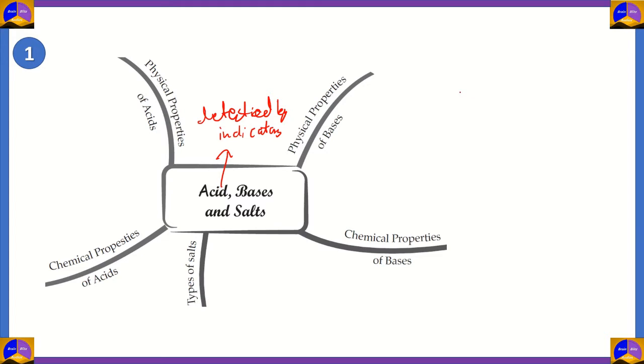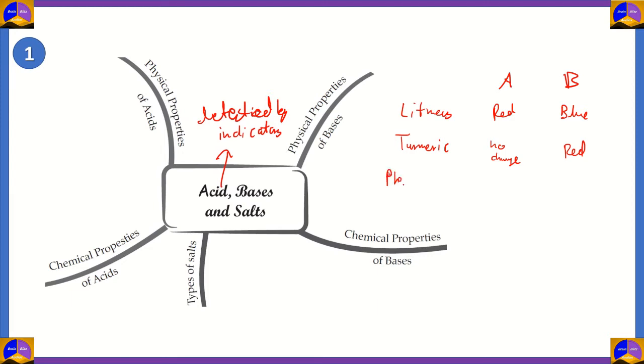So when we look at indicators such as litmus, they depend on color. So in the presence of acid, litmus turns red, and in base, the litmus turns blue. And in case of turmeric, which is natural, you do not get any change in acidic medium, but in basic medium, it turns red. That's why when you pass soap over a turmeric stain, it instantly becomes red.